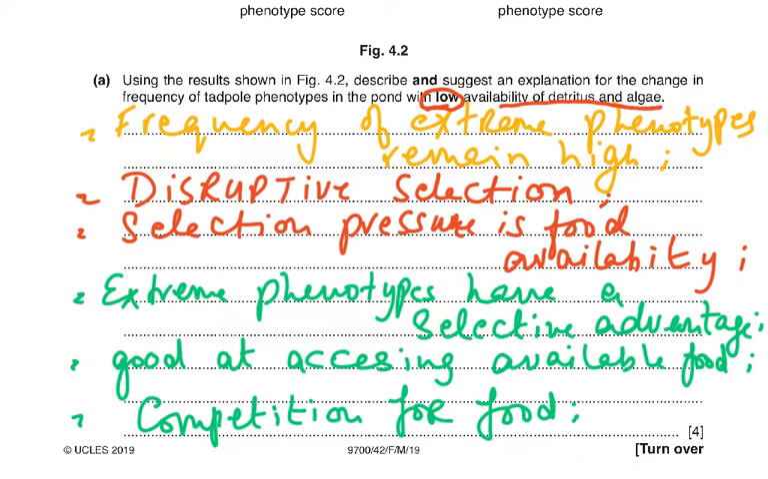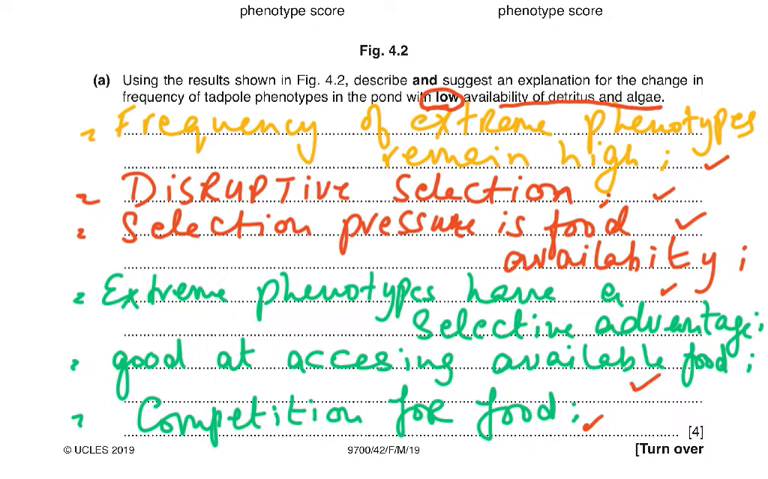So frequency of extreme phenotypes remain high, right? Disruptive selection, this is called. Selection pressure is food availability. So extreme phenotypes have a selective advantage and they are good at accessing the available food, and there is competition for food. So in that you could see why the extremes of phenotype were at an advantage, so their frequency increased.